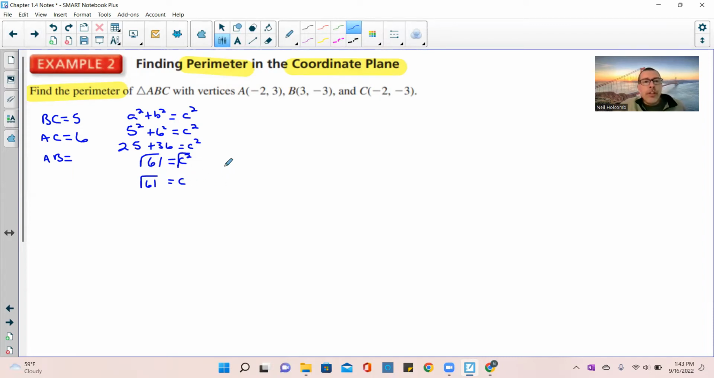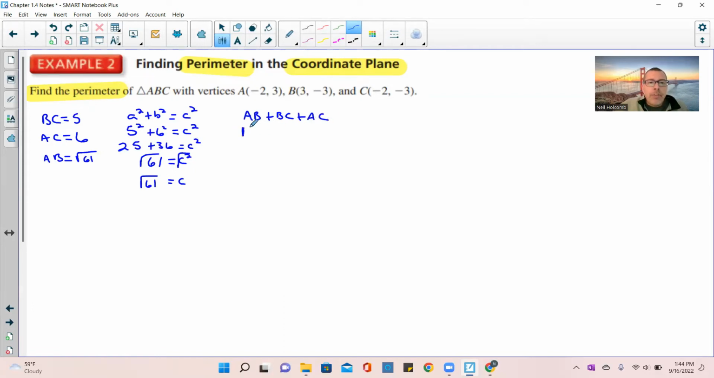Principal root means only the positive root. So the third side is the square root of 61. I believe 61 is prime. 2 won't go in. 6 plus 1 is 7, so 3 won't go. 5 won't go. 61's prime. So if I find the perimeter of this, the perimeter is the length of AB, plus the length of BC, plus the length of AC.